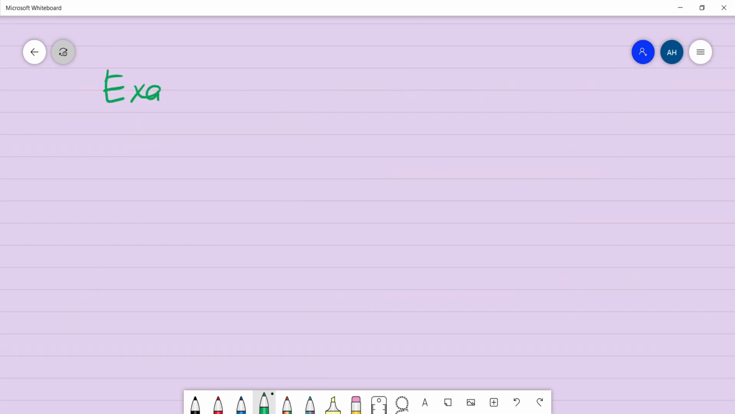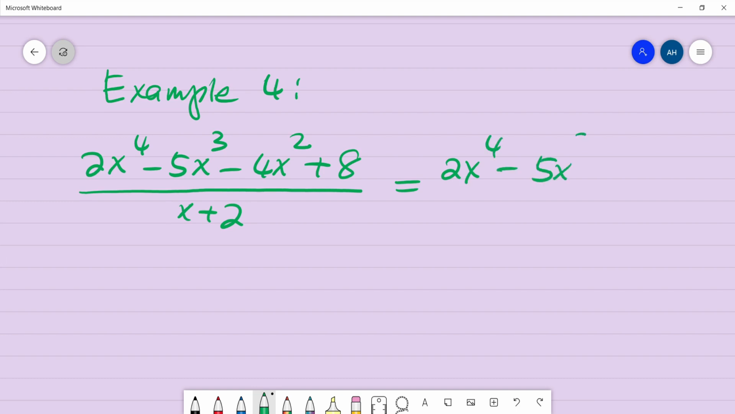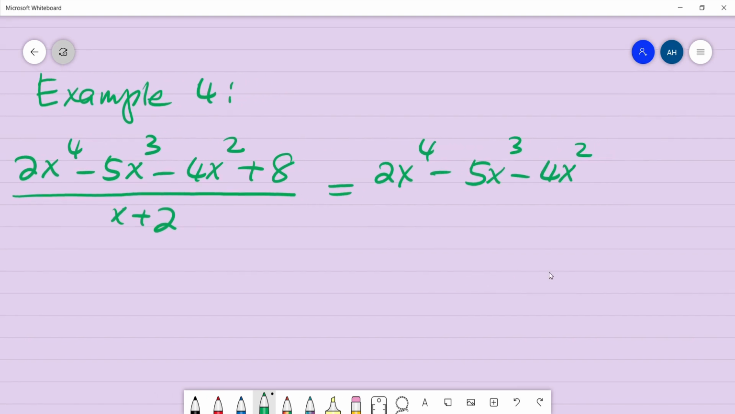Now here is our example 4. We are given 2x to the power 4 minus 5x cubed minus 4x squared plus 8 divided by x plus 2. In this problem, the dividend has one missing part: we don't have the x component, so we have to write it down like this: 2x to the power 4 minus 5x cubed minus 4x squared plus 0x plus 8. We want to divide it by x plus 2.